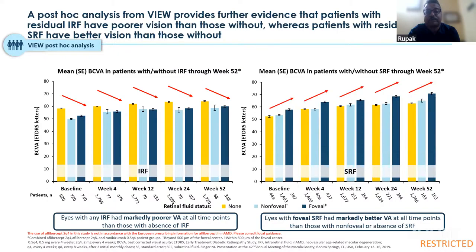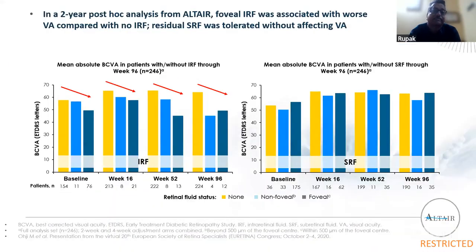A post-hoc analysis from VIEW provided further evidence that patients with residual IRF have poorer vision, whereas patients with residual foveal SRF have better vision than those without. In effect, it showed that eyes with any IRF had markedly poorer visual acuity at all time points than those with absence of IRF. On the other hand, eyes with foveal SRF had better visual acuity at all time points than those with non-foveal or absent SRF.